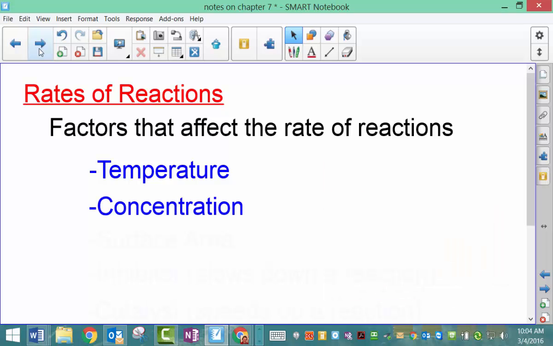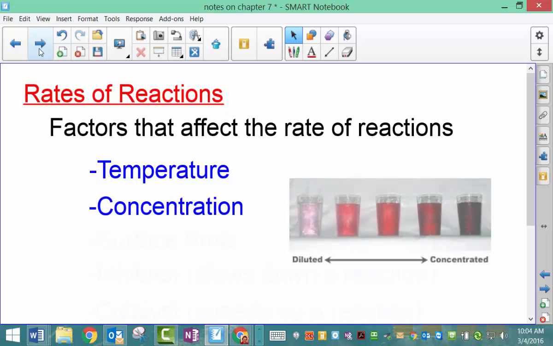Concentration's also going to affect the rate of reaction. If we have a dissolved solution where we have more water and less solute, the reaction might be slower. But if we increase that solute, the concentration is going to affect rate of reaction.